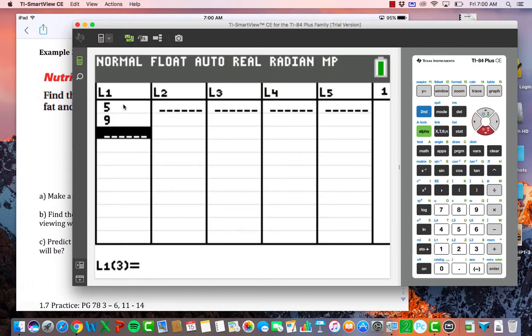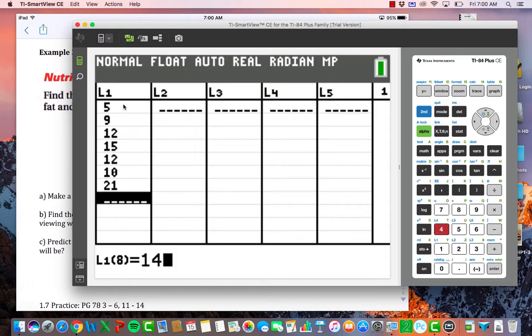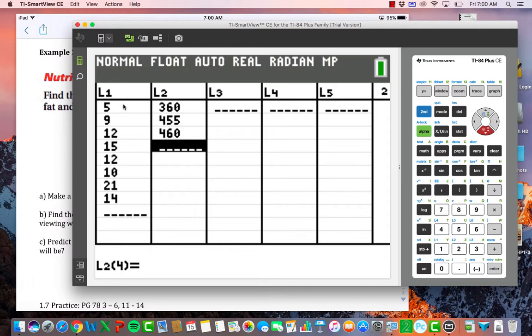So now I'm going to enter my fat grams as X: 5, 9, 12, 15, 12, 10, 21, 14. And my calories as Y: 360, 455, 460, 420, 530, 375, lost my train of thought, whoops, 580, and 390. Okay, my data is in.